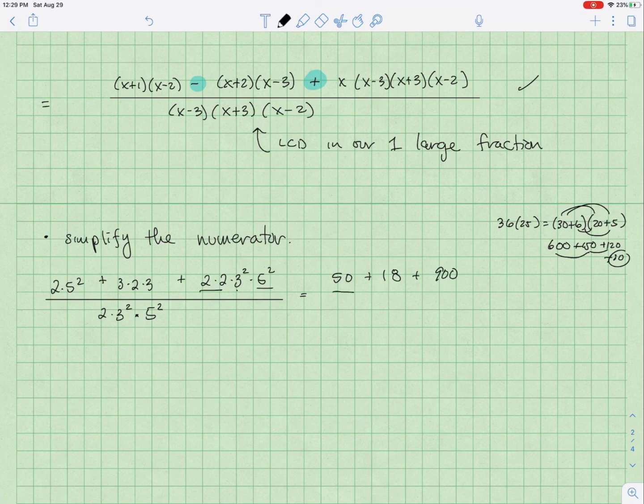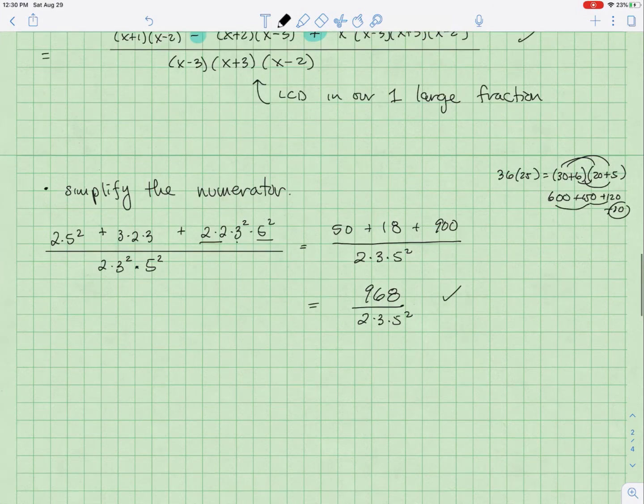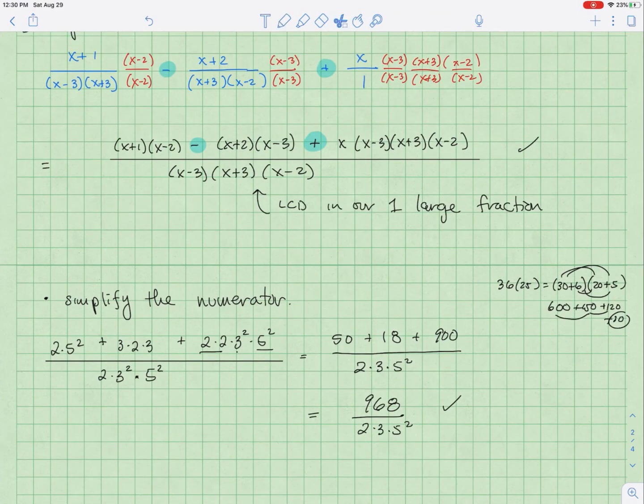Good. All over 2 times 3 times 5 squared, which turns out to be 968 over 2 times 3 times 5 squared. So that's done. We have simplified the numerator. Combined like terms, if you will. Now we're going to do something similar with this expression.